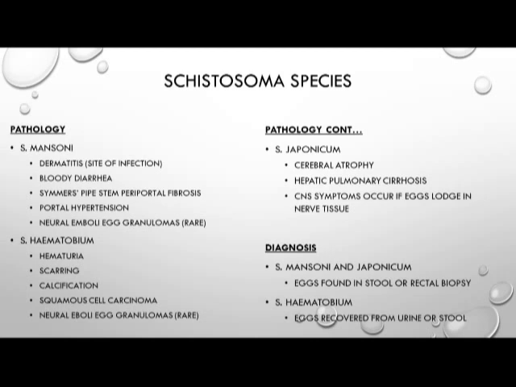To diagnose the schistosoma infections, for Schistosoma mansoni and japonicum, we need to note that because of the life cycle of these organisms, the eggs are going to be found in stools and often in rectal biopsies. For Schistosoma haematobium, because of its life cycle, the eggs of this organism are going to be recovered in the urine from infected patients.